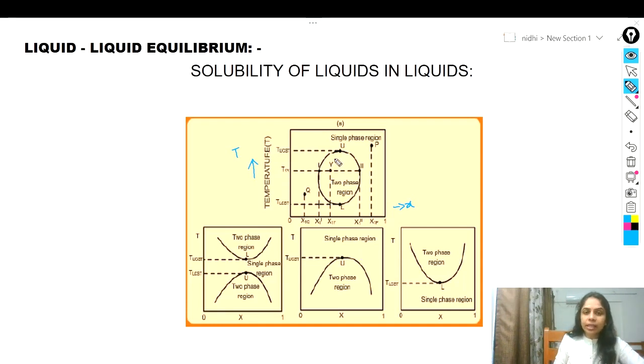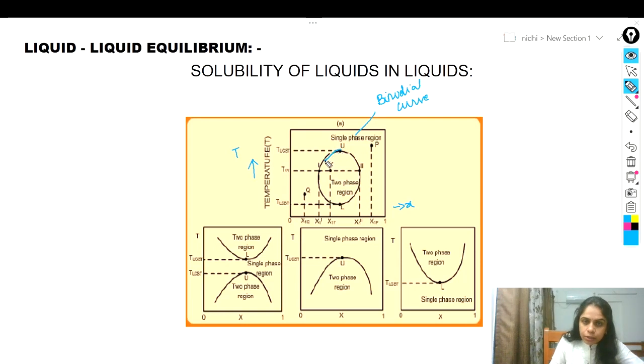Here you can see this is the first diagram, the A diagram, which shows the binodial curve. This is your binodial curve. It represents the composition of coexisting phases. Between these we have a two-phase region, which means these are the coexisting phases.